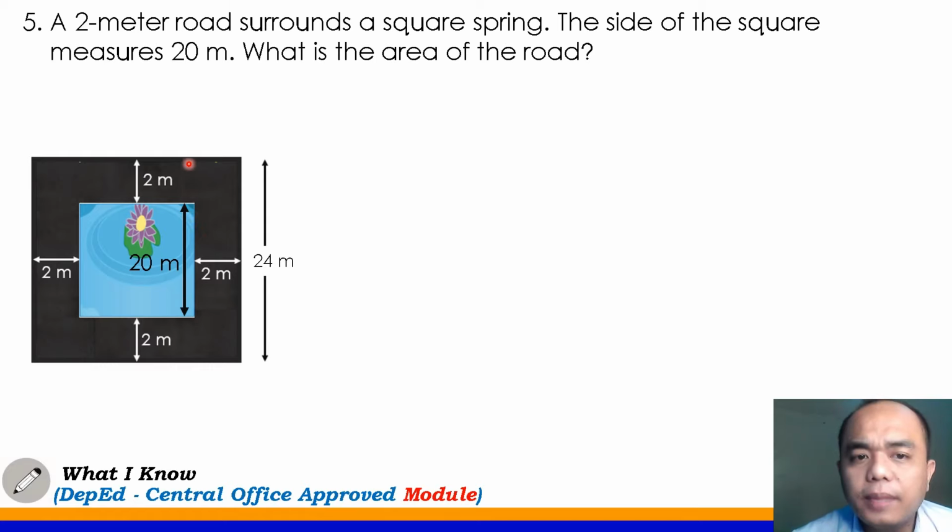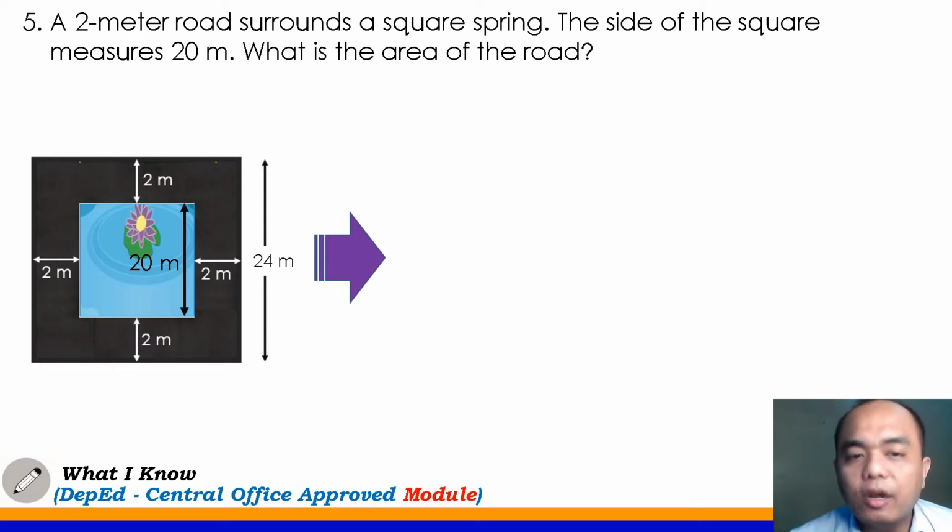May 2 meters pa dito, may 2 meters pa sa kabila. So of course, para malaman natin yung side ng malaking square, we will add 2 and 2 here sa 20. So 20 plus 2 will make 24. Okay, kuha na. So meron na tayong measurement ng big at saka small squares natin.